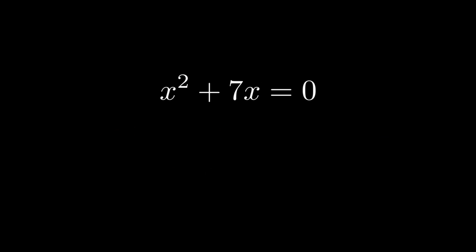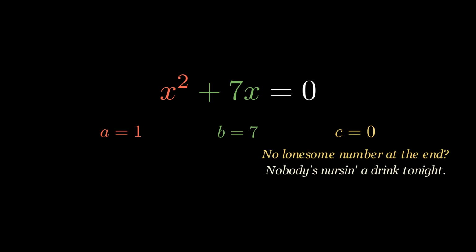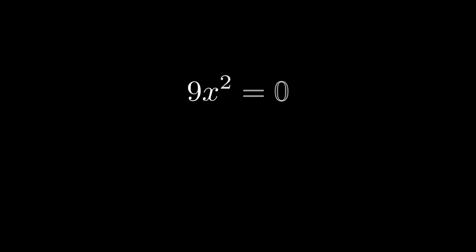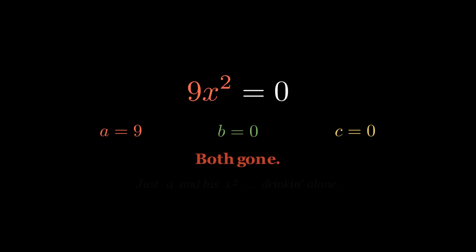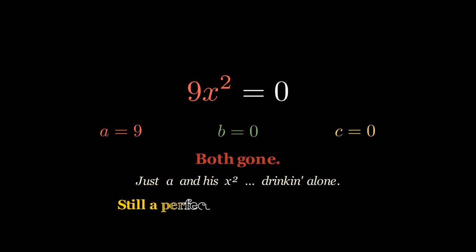X squared plus 7x equals 0. A equals 1, B equals 7, C equals 0. No lonesome number at the end? Then C equals 0. Nobody's nursing a drink tonight. 9x squared equals 0. A equals 9, B equals 0, C equals 0. Both gone. Just A and his x squared, drinking alone. Still a perfectly legal quadratic.